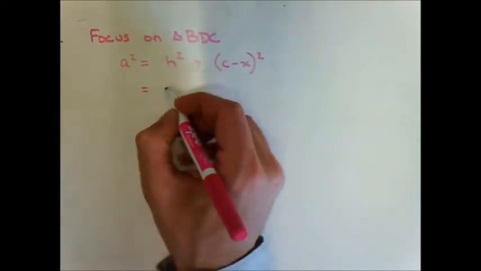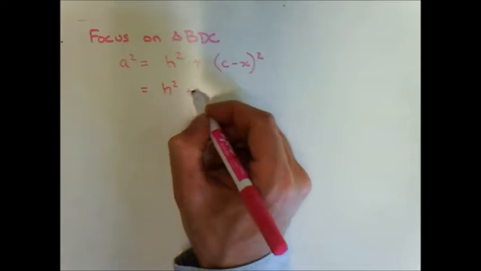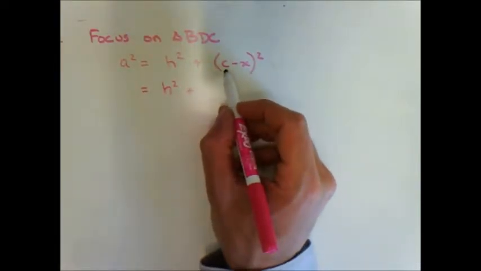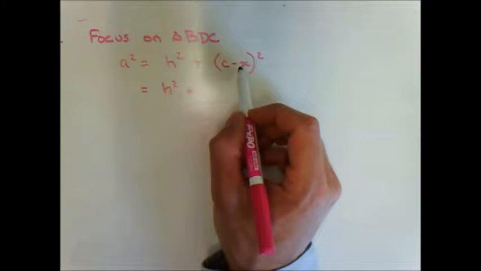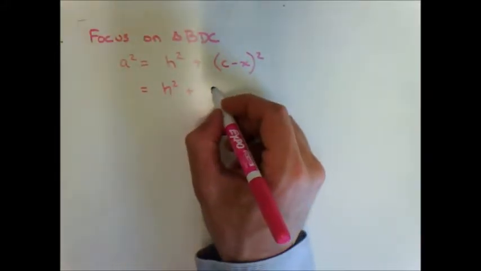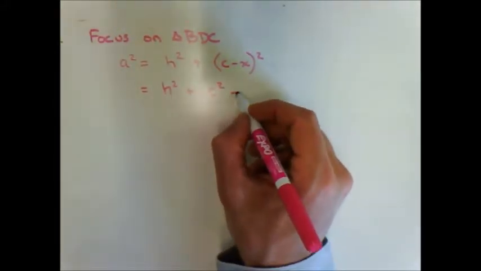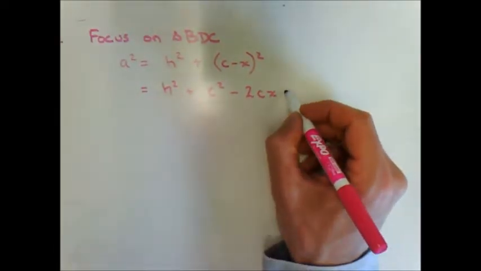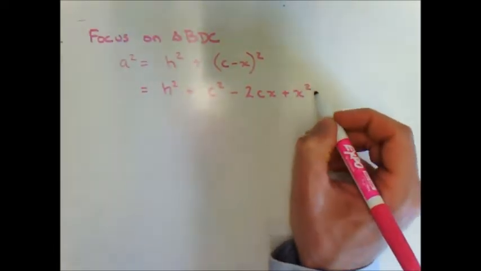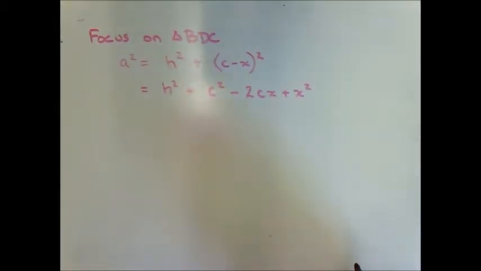So we're going to have a squared equals h squared. And if we FOIL this, we have first times first, last times last, outside times outside, inside times inside. But we also know that we have a difference here. So we've got c squared minus 2cx plus x squared. Okay, this is from a couple units ago.